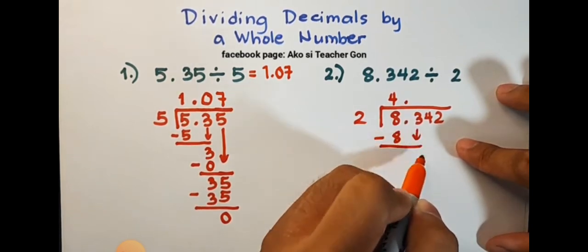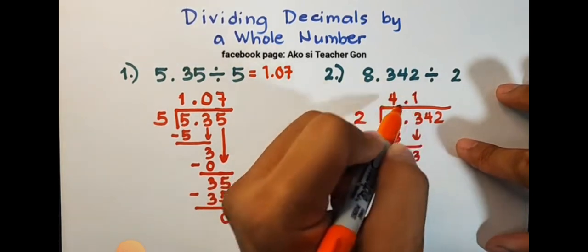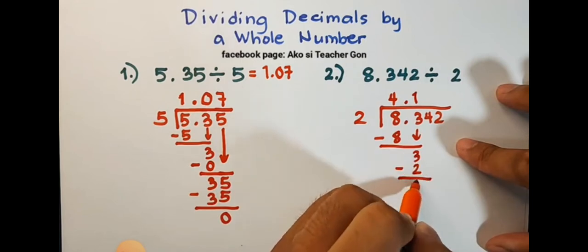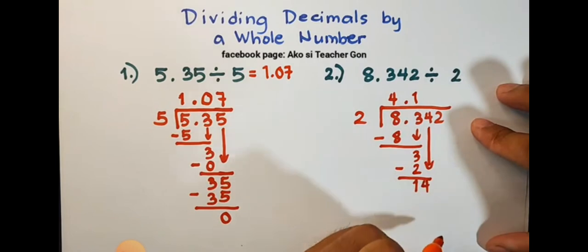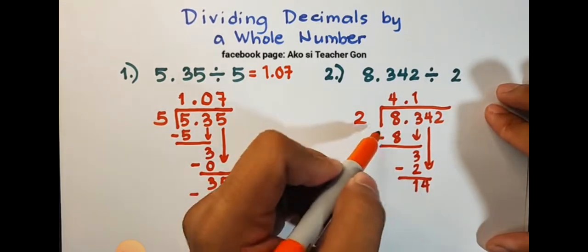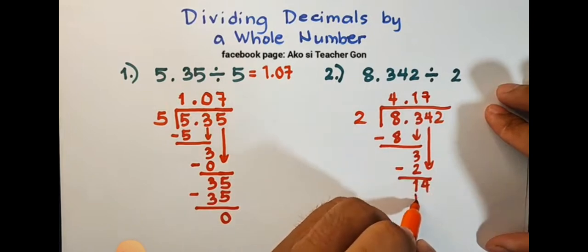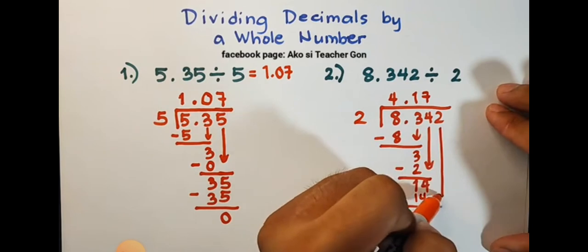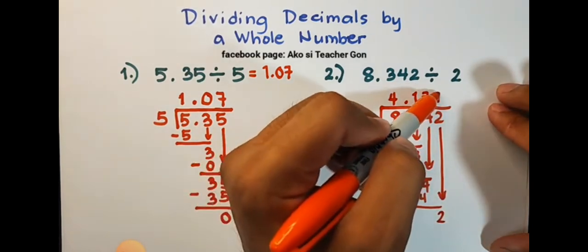Then bring down 3. So 3 divided by 2 is 1. 1 times 2 is 2. Subtract. That is equal to 1. Bring down 4. So we have now 14. 14 divided by 2 is 7. And 7 times 2, that is equal to 14. That is 0 when you subtract it. Bring down 2. Okay? So 2 divided by 2 is equal to 1.